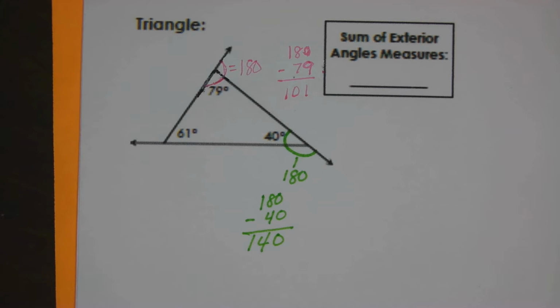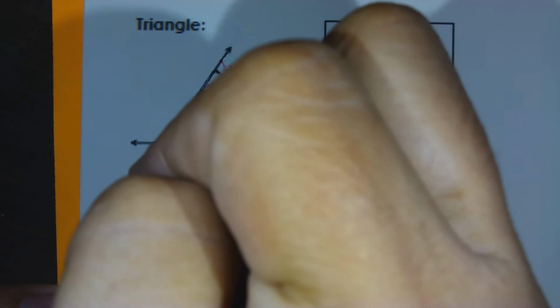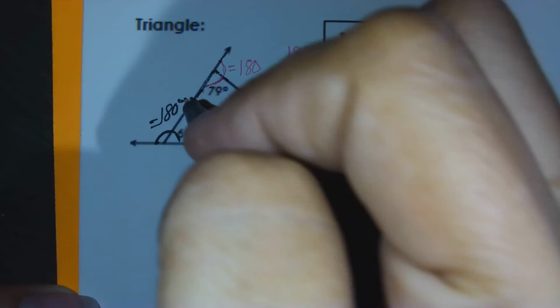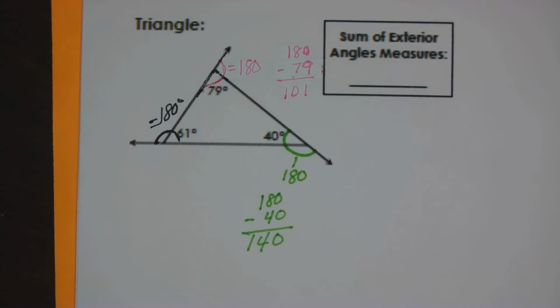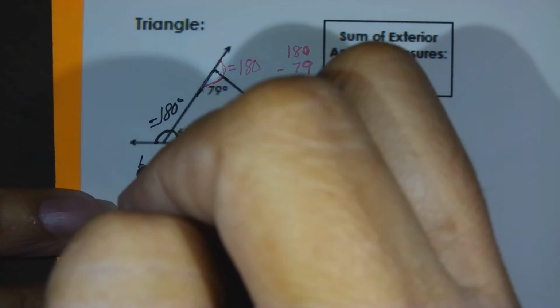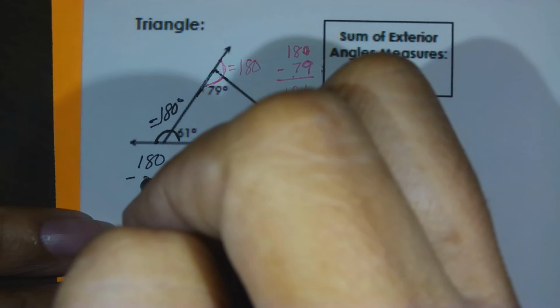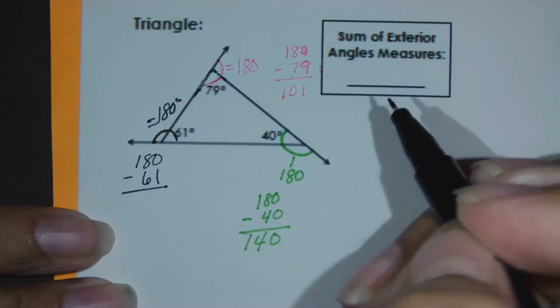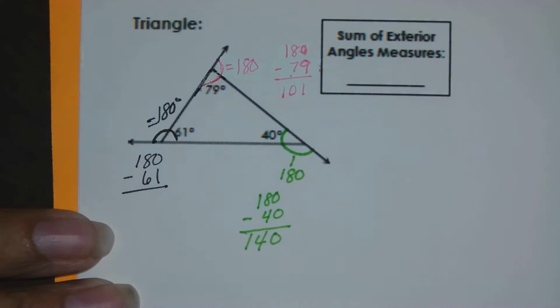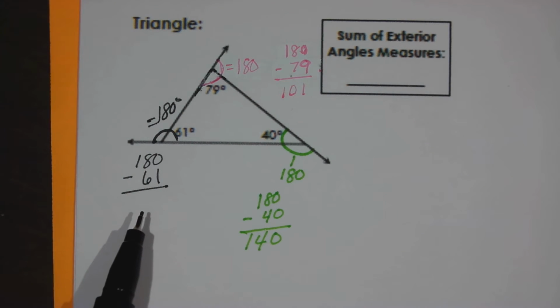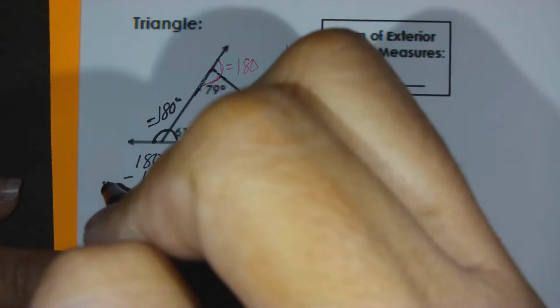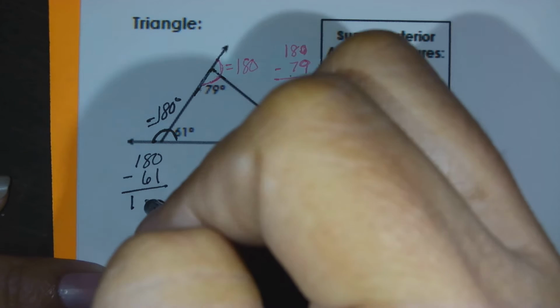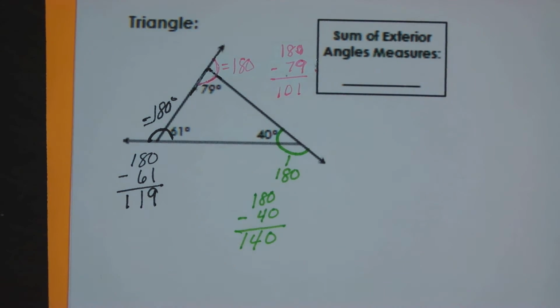And we have one more angle left to go, and that's the 61. We're going to take a look at that 61 and the exterior angle that goes with it. These two angles equal 180 degrees also. We're going to look at that exterior angle in the same manner. We're going to take the 180 degrees and subtract the angle we are given, which is the 61. So we subtract 180 minus 61. Now, this is where some people make a mistake, and this is 119. Be careful with your subtraction.